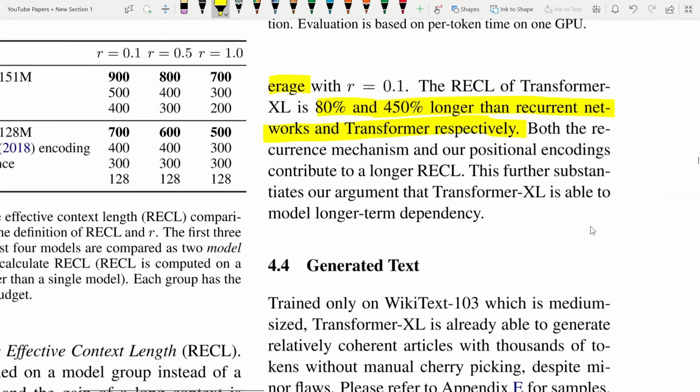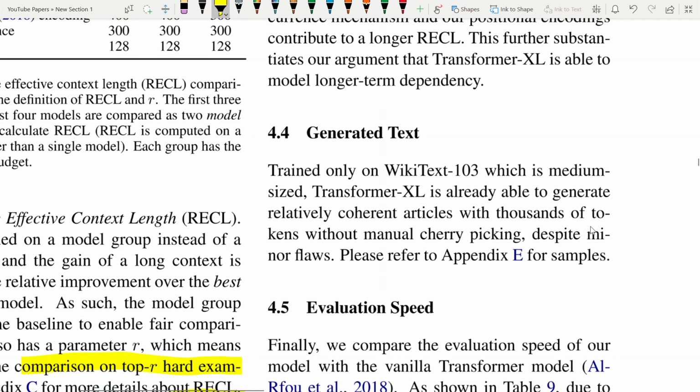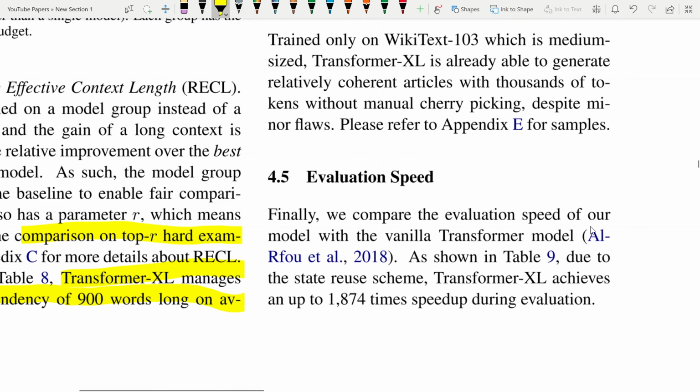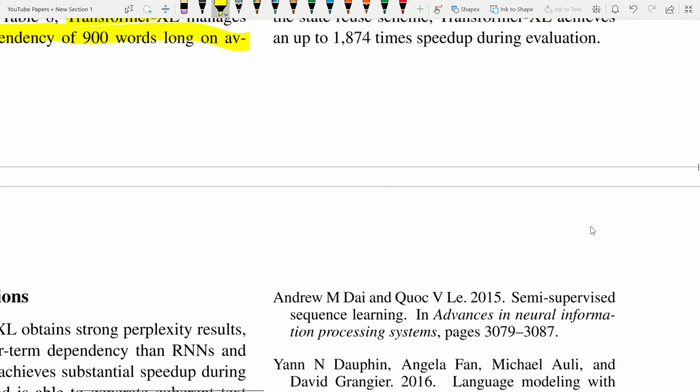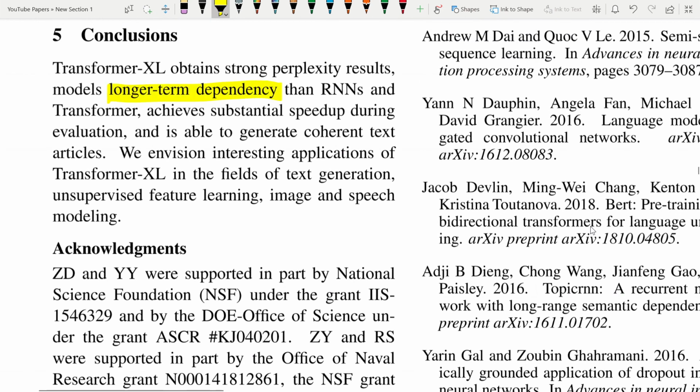So basically it is able to keep its promise that using its segment recurrence and the relative positional encoding framework, it is able to have a longer dependency and a longer effective context length, right? The evaluation speed has already been discussed, and this is the conclusion: it's a longer term dependency than RNNs and vanilla transformers, speed up during evaluation, and also it's able to generate coherent text articles. So yeah, that's that.